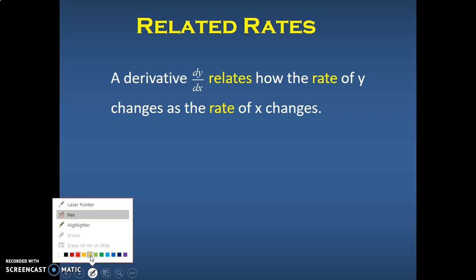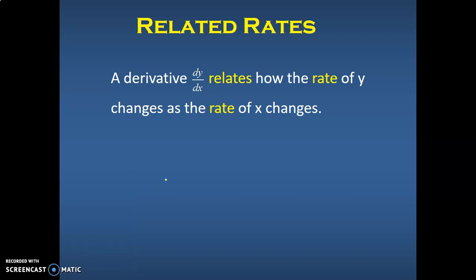Hey guys, Mr. McKinney here, just doing the fourth and hopefully last video in the position, velocity, and acceleration series. This one doesn't really have to do with position, velocity, and acceleration. This is just about other rates that can be related, so any related rates.